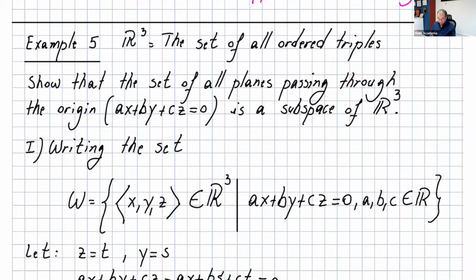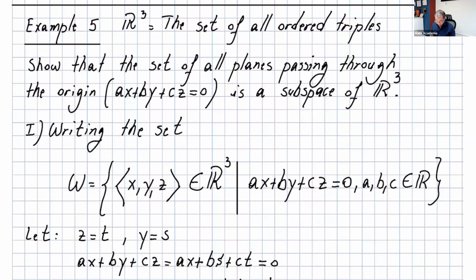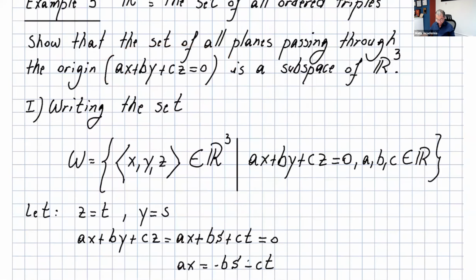Now the last example we went over, let's see how you can prove it. Again, we are in R3, the set of all ordered triples, so that's our vector space. Show that the set of planes passing through the origin, ax plus by plus cz, is a subspace of R3. I do want to go over this so you see how you can prove that.